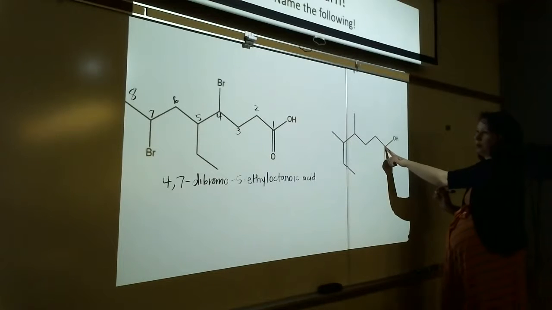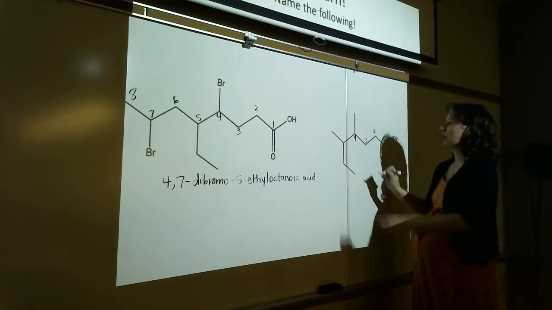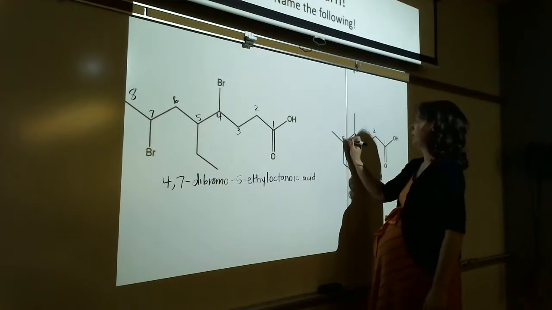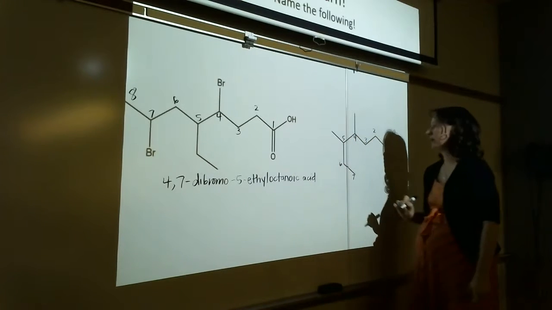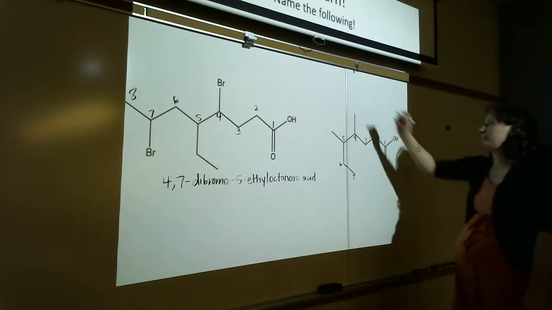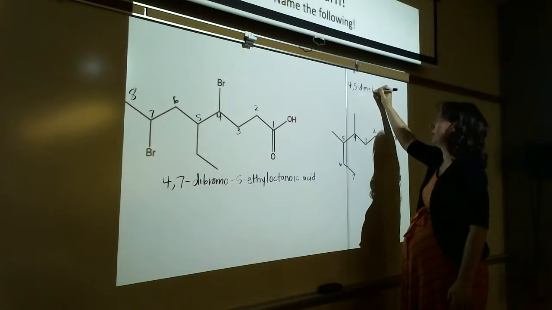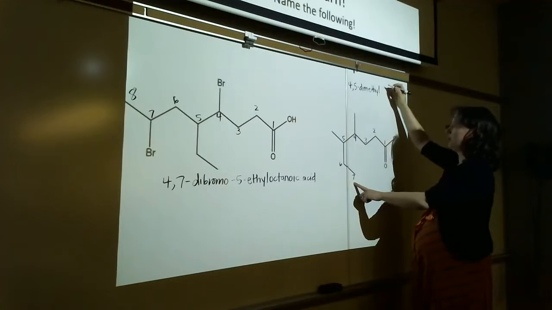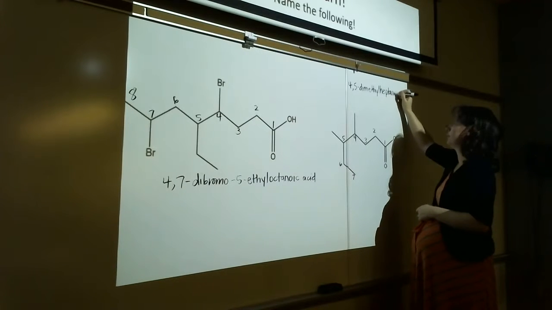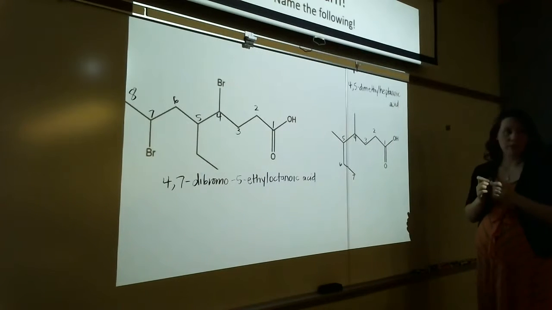And then here, again, carbon number 1's easy. 1, 2, 3, 4, 5, 6, 7. We have 7 carbons. So what's the name of this? 4,5-dimethyl. And this is a 7-carbon chain. Hexanoic acid. Good. Do we feel good about naming these?